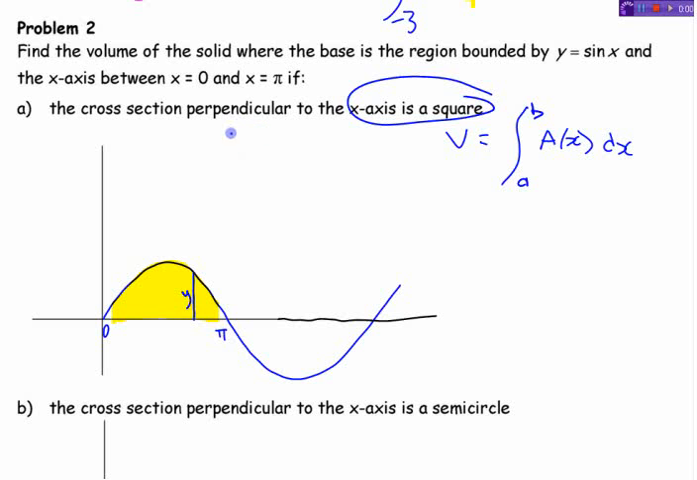I really think it's a good idea to draw the side of the square like this. You have squares rising out of the page, and the side of the square is how long? Well, you could write y times y, but we want it in terms of x. So how long is the side of the square there? Sine x times sine x, right? So the function is going to be sine squared.